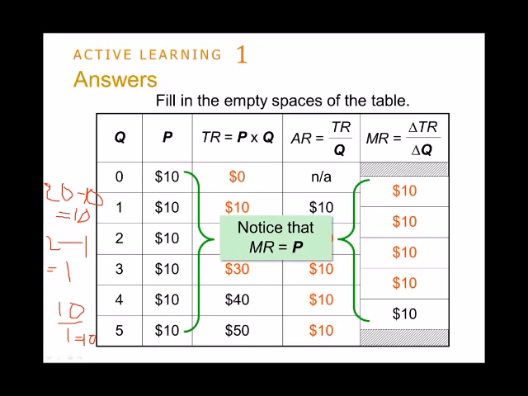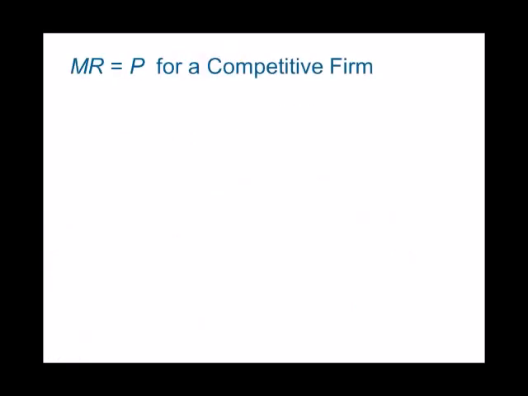Marginal revenue is always going to equal price. So if there's a question about a firm where price equals marginal revenue, what kind of firm is it? It is definitely a perfectly competitive firm. Other firms that we will study will not have this quality. So MR equals P is for a competitive firm.